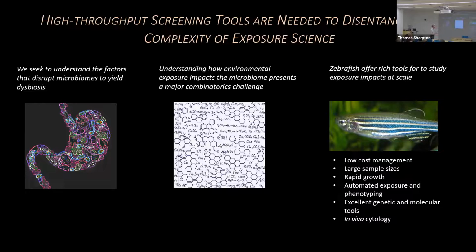Okay. They also grow real fast. And I'm not going to talk about it today, but what this means is that you can actually do transgenerational impacts of exposure. And there's some really exciting things coming out in that area with respect to the microbiome. And then we also have a lot of automated exposure and phenotyping tools. All right. And so, like I said, toxicology has really begun to lean heavily on zebrafish across the entire globe as a research resource for these types of problems.